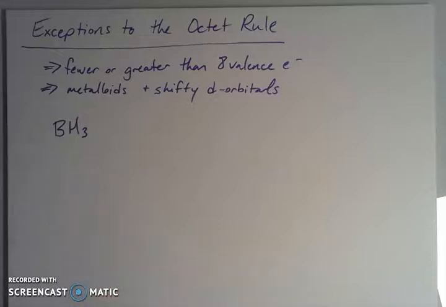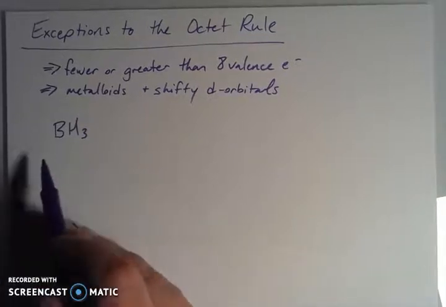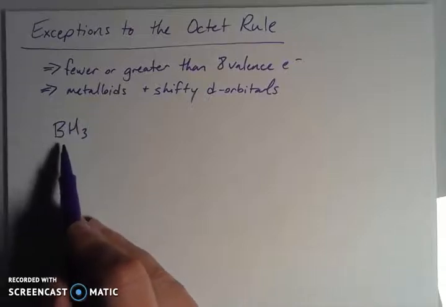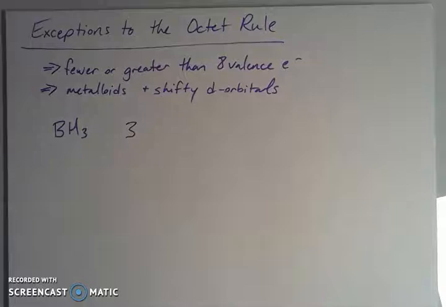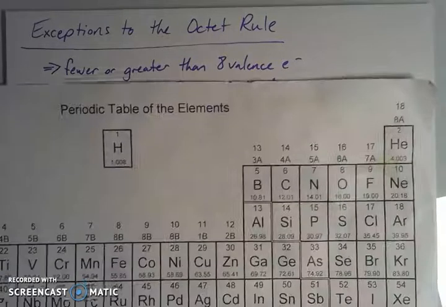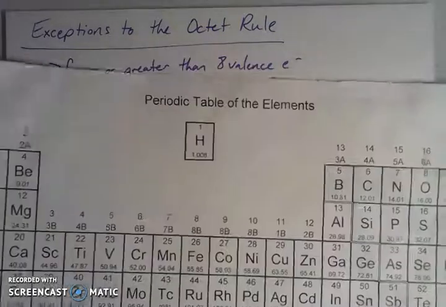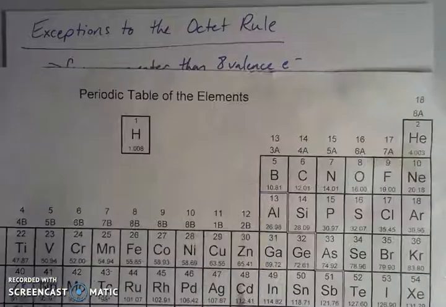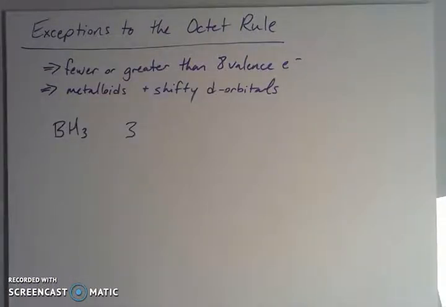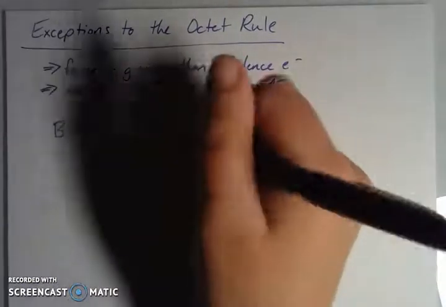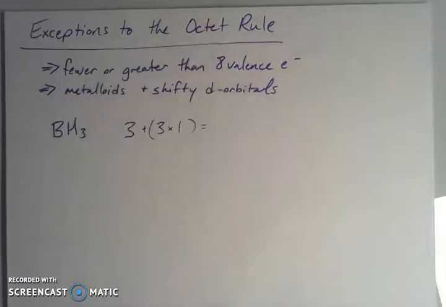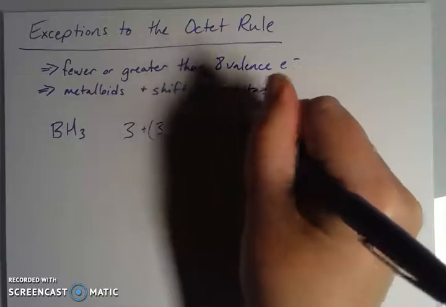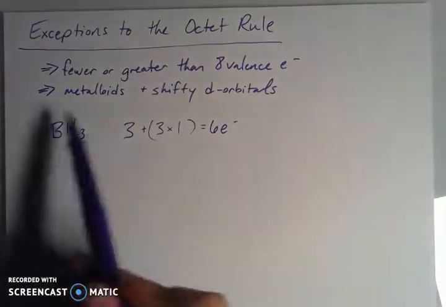Let's take boron trihydride first. If I'm doing the Lewis dot structure for boron trihydride, I need the total number of valence electrons. The total number for boron is 3, based on where it is in the periodic table. It's in column 3A or 13, and so its valence electrons are the 2s2, 2p1. Those are the highest energy electrons. And then I have 3 hydrogens, each with 1 valence electron. When I add those together, I have 6 electrons total to work with on my entire structure.